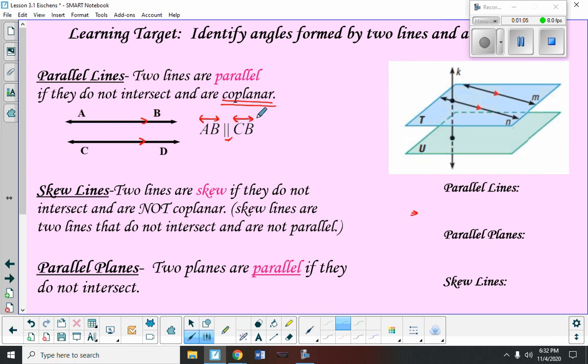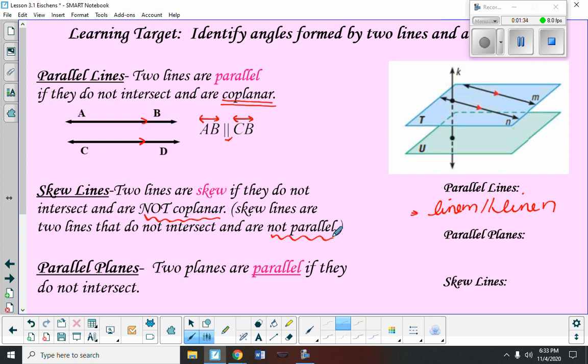And over here, if we look at which ones are parallel lines, M and N are parallel. So we would write line M is parallel to line N. Now skew, it's a little bit harder to describe on a video, but it's two lines. They are skew if they do not intersect and they are not coplanar. In other words, skew lines are two lines that do not intersect and they're not parallel.